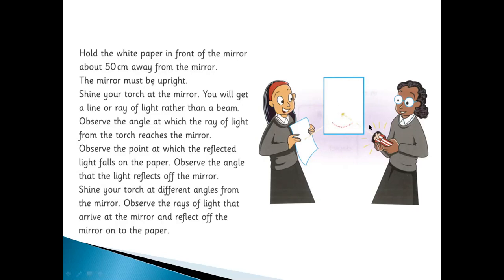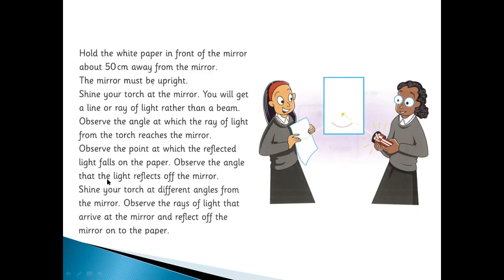Shine your torch at the mirror. You will get a line, a ray of light, rather than a beam. Obviously, you can see here. Observe the angle at which the ray of light from the torch reaches the mirror. Observe the point at which the reflected light falls on the paper. You can see here, if the torch is from here, it comes at the same angle on the paper. You should see the angle. Is it equal on both sides, at reflection and when it's touching?